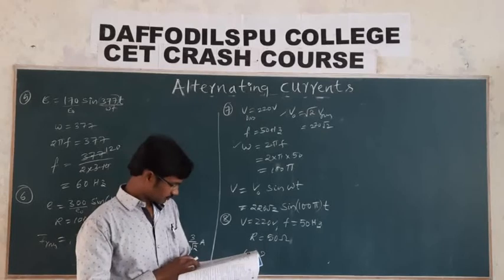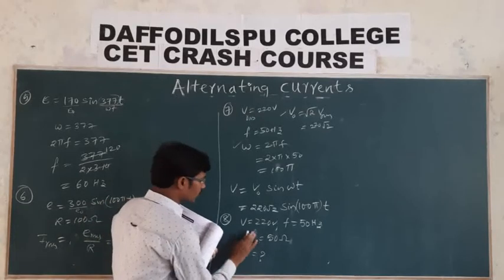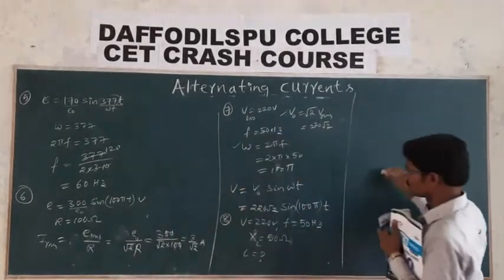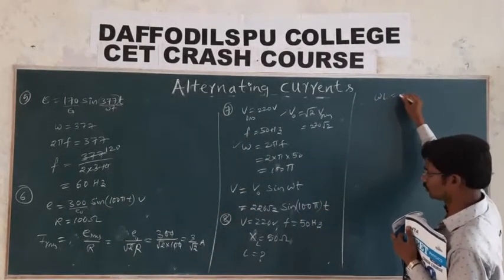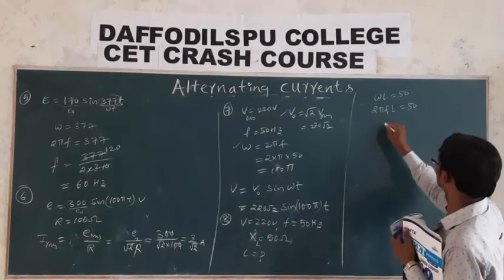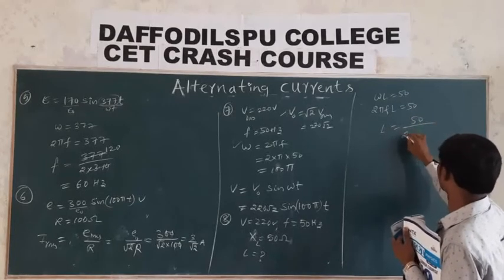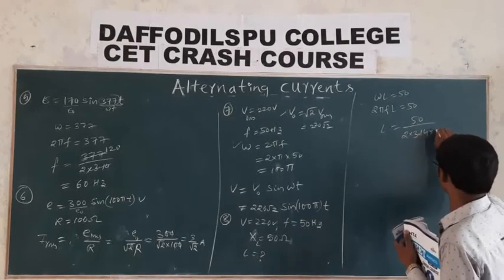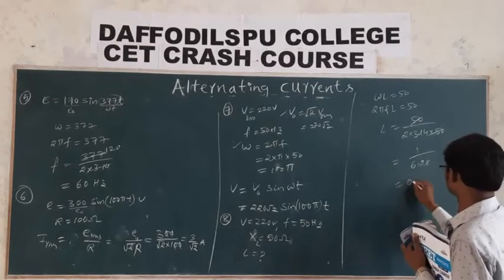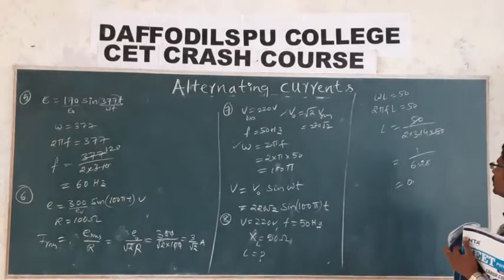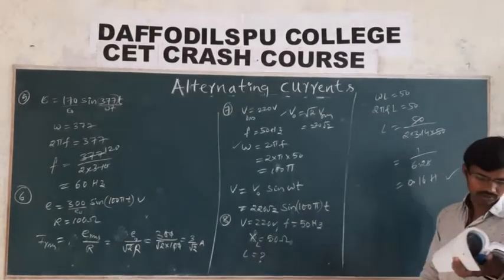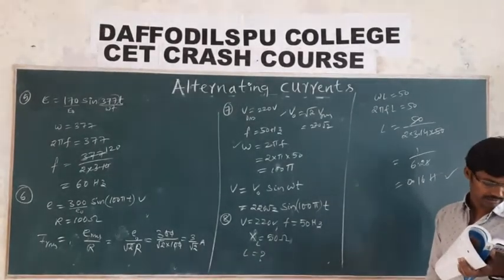But remember, here 50 ohm is nothing but the inductive reactance. Now what can we write? Omega L is equal to 50. 2 pi f L is equal to 50. Then L is equal to 50 by 2 into 3.14 into 50. 50 cancels, then 1 by 6.28, which is around 0.16 Henry. 0.16 Henry is the first option.